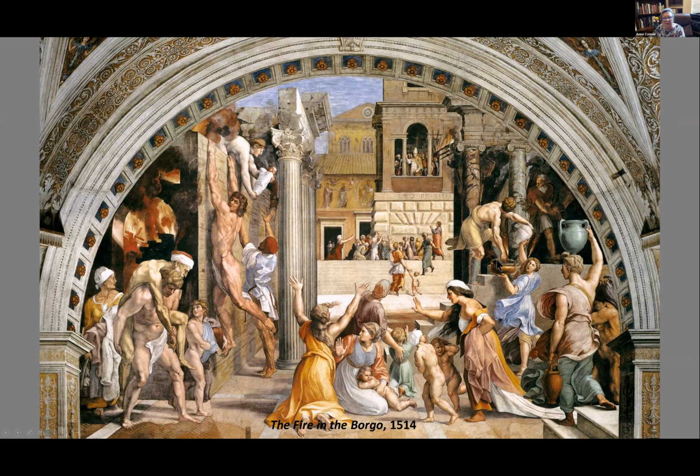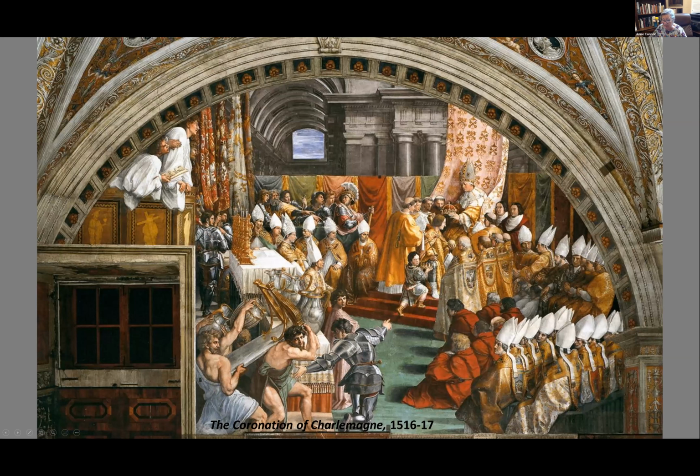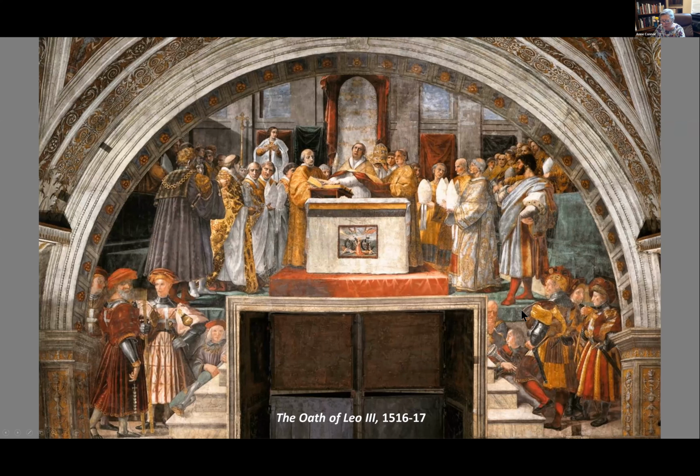The Coronation of Charlemagne. He was crowned by Leo III in AD 800 in the Vatican Basilica. This is also made by a workshop, and you can see the audience made of all the cardinals and then companions of Charlemagne. And finally, the oath of Leo III. He takes the oath of purification at the altar of St. Peter in 800. And you can see again the figure represents the features of Leo X.